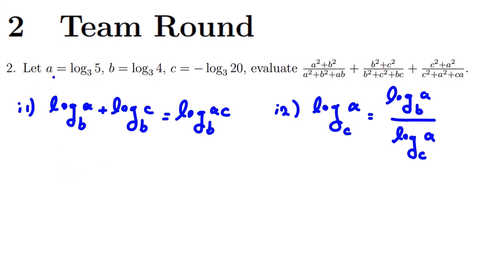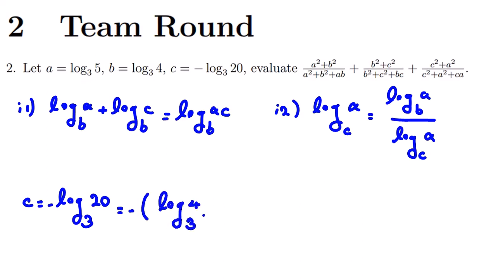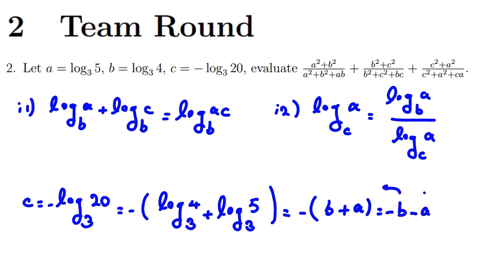Let's calculate here. If I use this formula, let's calculate c. C equals negative log 3 of 20. If we use idea 1, we can say it is equal to negative log 3 of 4 plus log 3 of 5. And then negative log 3 of 4 is b, plus log 3 of 5 is a. So it is negative b minus a. Now if we take these two things to the left hand side, then a plus b plus c equals 0. Now use this result to calculate the sum of these three fractions. Try first on your own by using these hints.